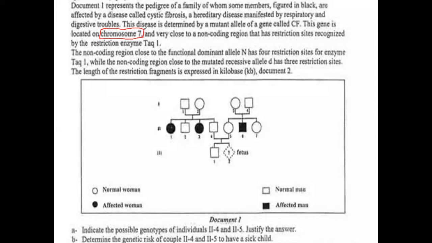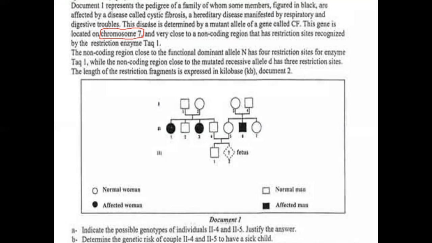So what is the type of the disease? It's sex-linked or it is autosomal. First of all, I have to think like this. This gene is located on chromosome number 7, so it's autosomal, since it's found on the autosomes, from pair number 1 to pair number 22. So this is an autosomal disease. And they said that this gene is determined by a mutant allele, so we have a mutation of the allele of the gene called CF, located on chromosome number 7.